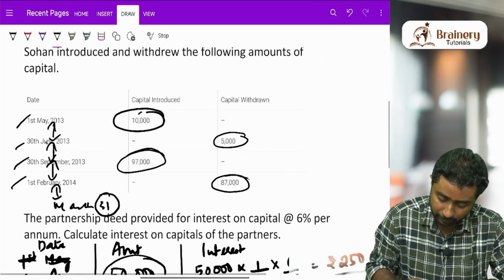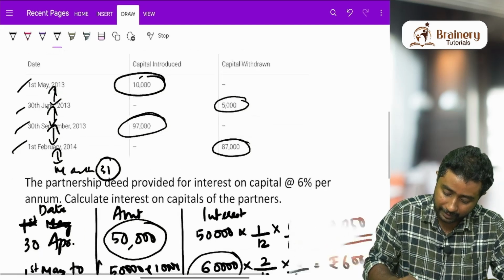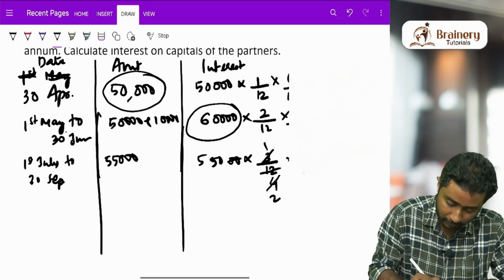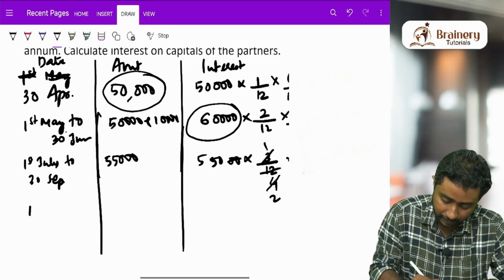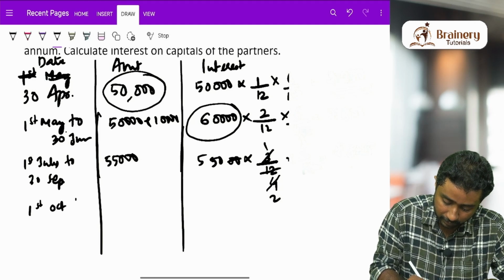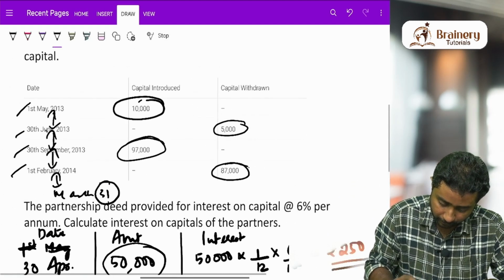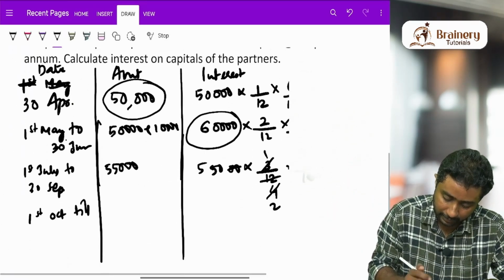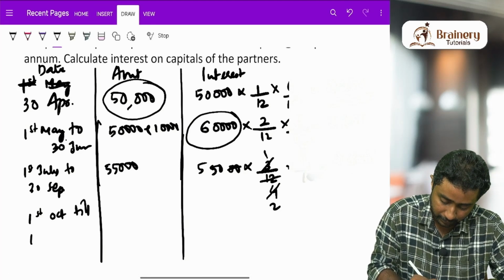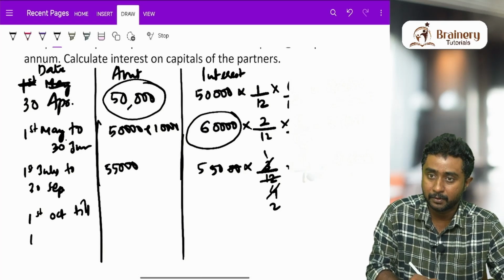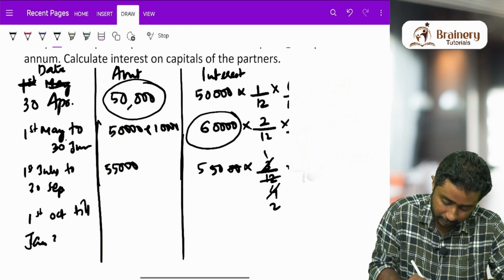Now on 30th September it is changing again. Again he is introducing 97,000. So 30th September means obviously we can start with 1st October. 1st October till which date? 1st February, the next change happens. So we can just write 1st February, or we can just write Jan 31st.